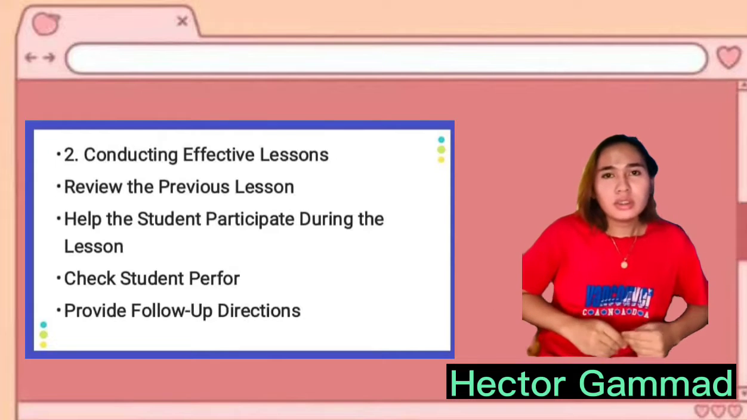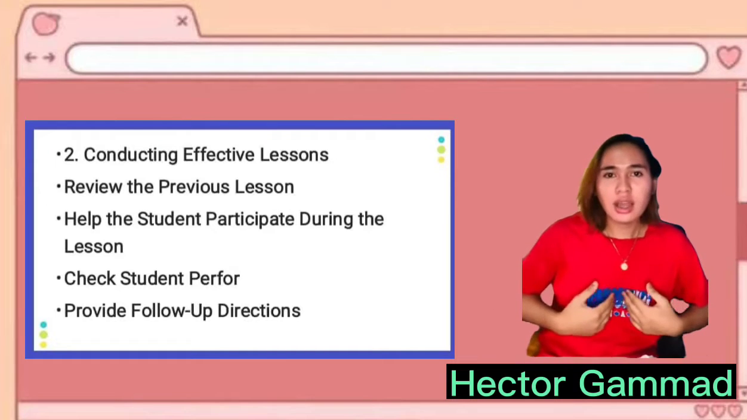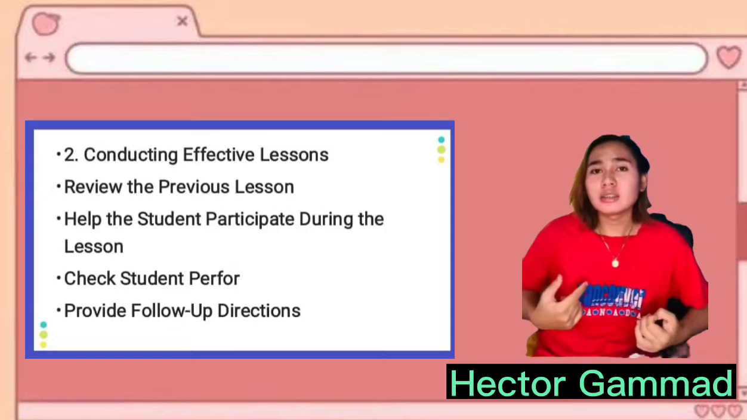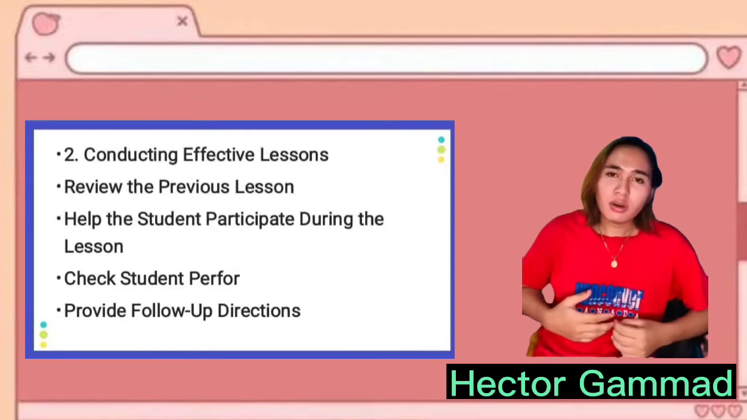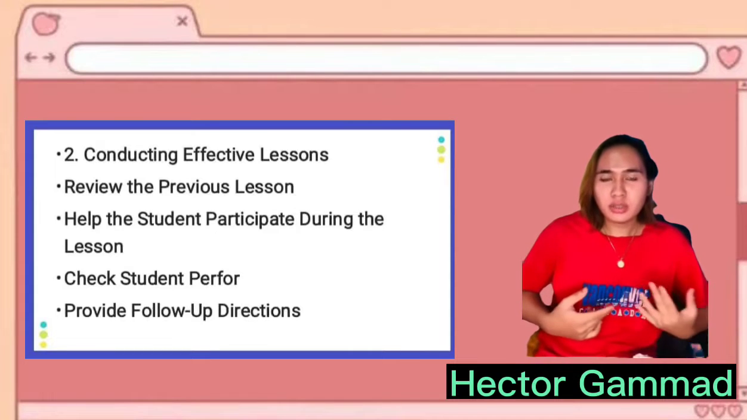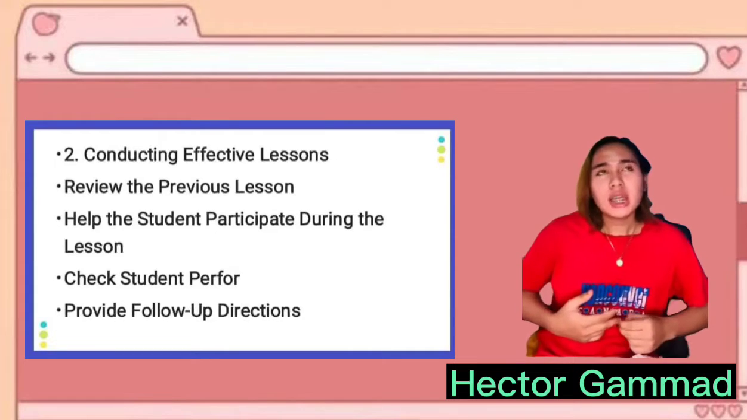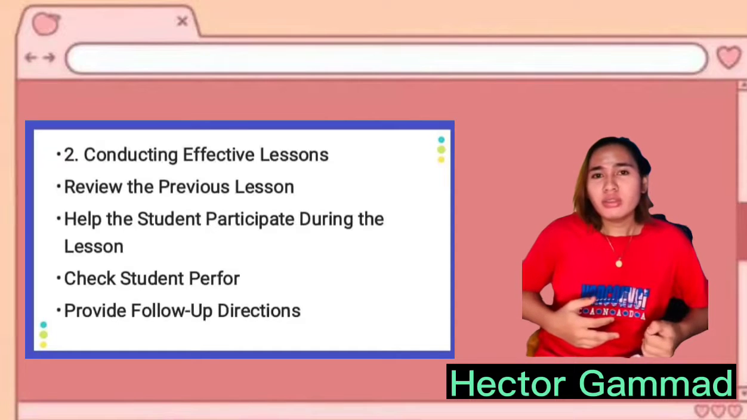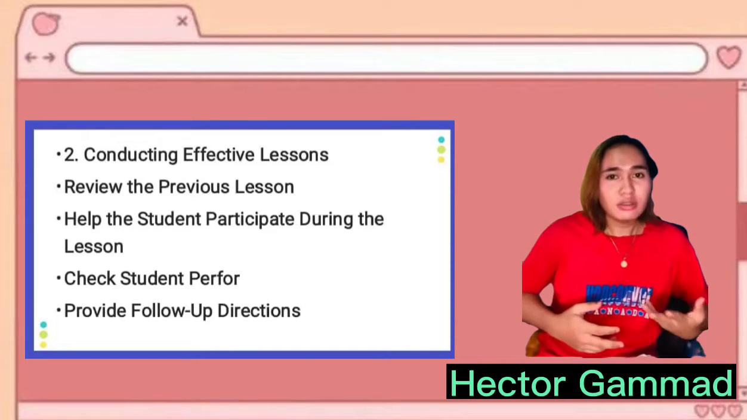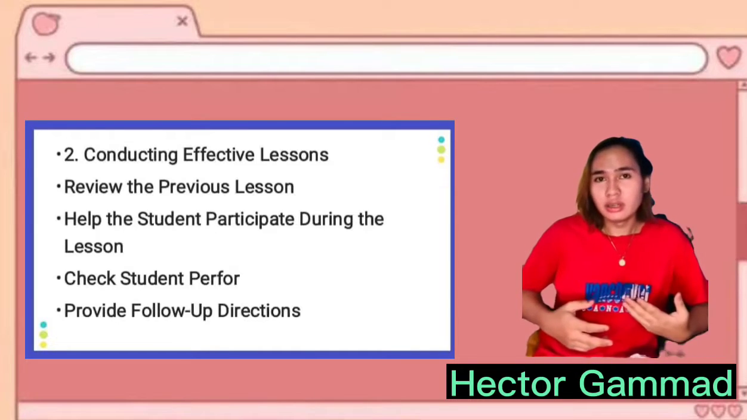So last, of course, provide follow-up directions. After instructing the entire class, you need to provide additional oral directions for students with special needs. For instance, ask them whether they understood the directions and repeat them together.